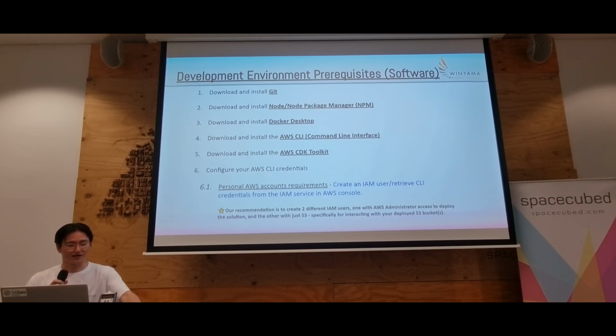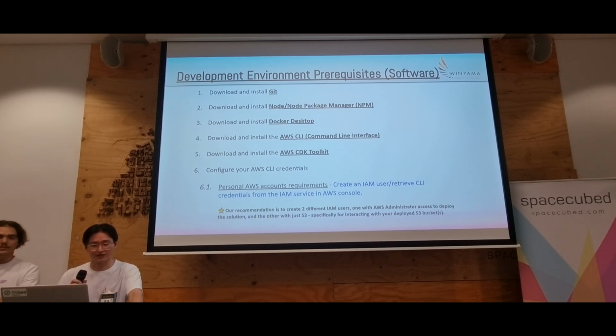You need to create an IAM user and retrieve the command line interface credentials from the IAM service in AWS. Our recommendation is to create two different IAM users, one with admin access to deploy the solution, and the other with just S3 access, specifically for interacting with your deployed S3 buckets.